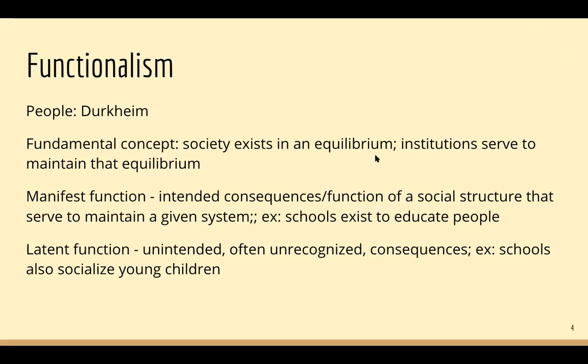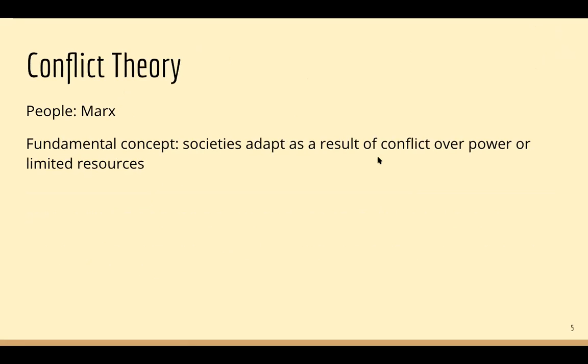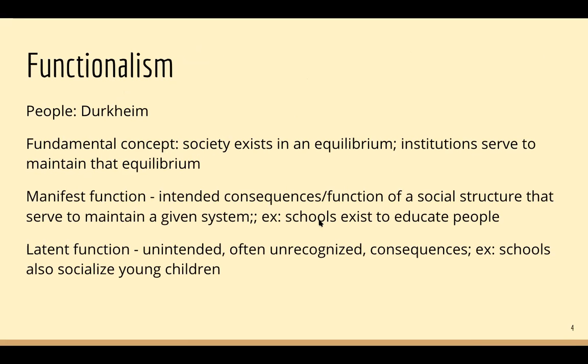Having said that, the two main terms you need to know related to functionalism are manifest function and latent function. Again, these relate to the institutions that maintain society. For a given institution, there's a manifest function. Institutions are created to serve a specific function and maintain societal structure. For example, schools are designed to educate people.